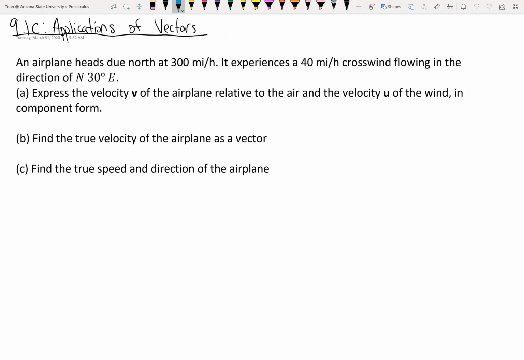I pre-typed out the word problems, so at any time I would suggest you pause the video so you can completely copy down the problems in your own notes. But I'm just going to dive right on in.